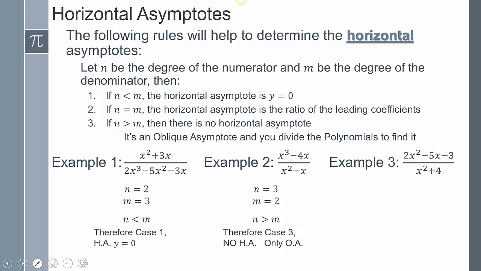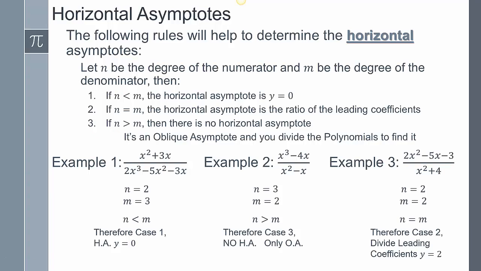Here, my degree is 2, my degree is 2, they equal each other. So therefore it's a ratio of the coefficients, so a ratio 2 over 1. And so it's going to be y equals 2. And so that's how we're going to find our horizontal asymptotes. You have to make sure that you use this chart to be able to determine that.